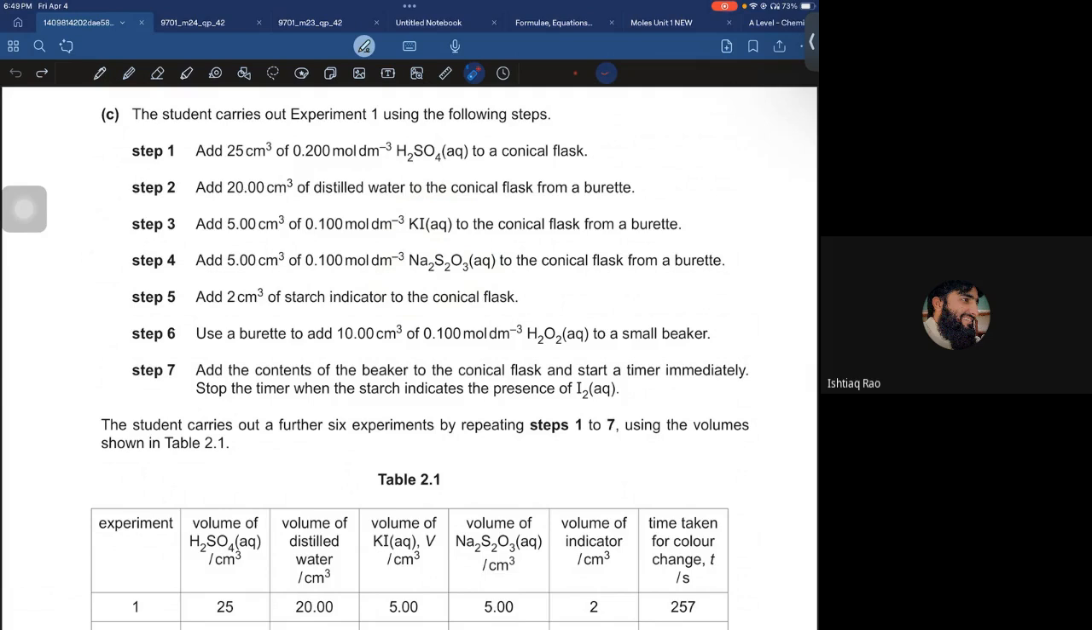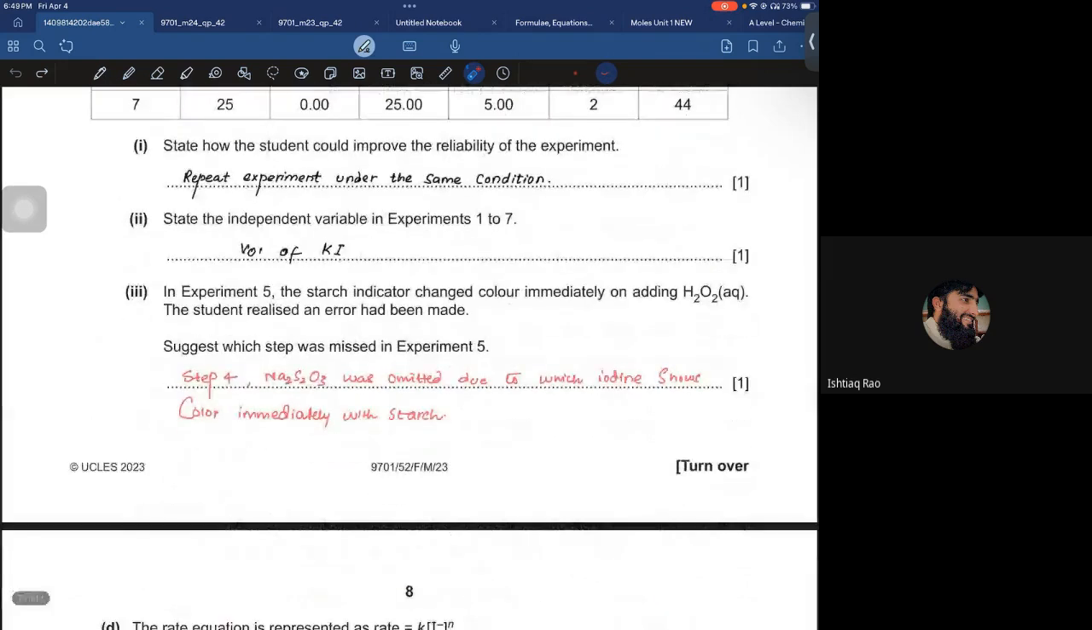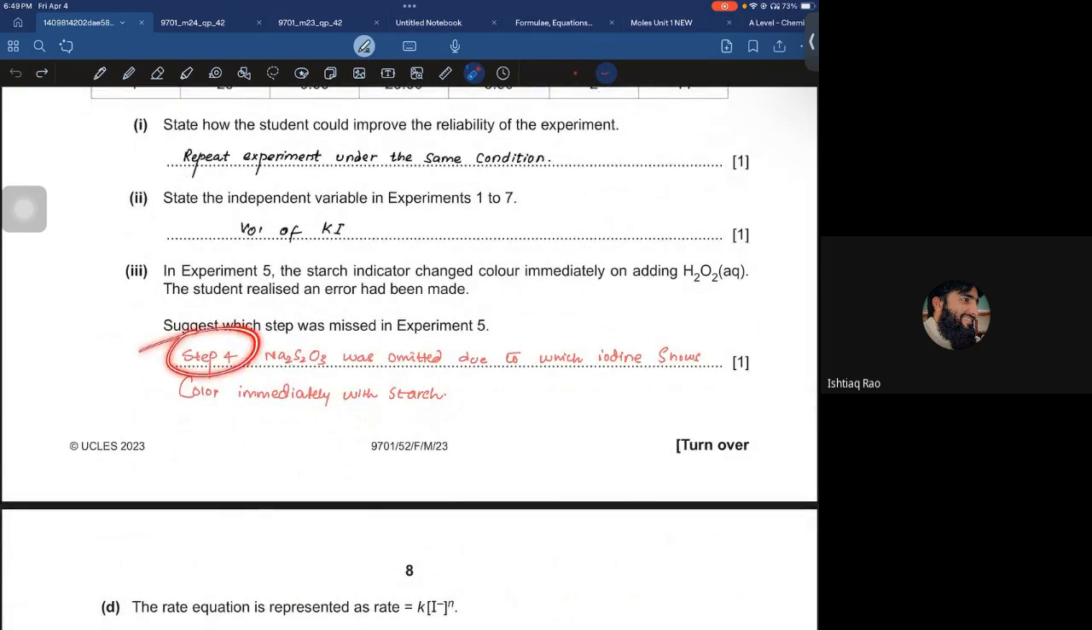So they are saying what step is missed. Of course step number 4 is missed. Why? Because he has not added sodium thiosulfate yet, so that it can react with iodide to form iodine. Then the remaining iodine would be detected by the starch indicator. So I have written step number 4 is missing because sodium thiosulfate was omitted, due to which iodine shows color immediately with starch. That's an error.